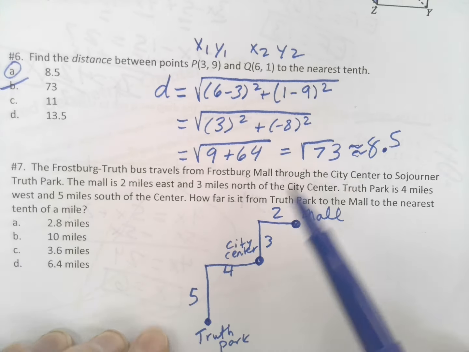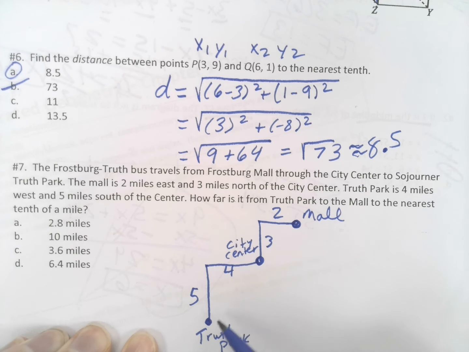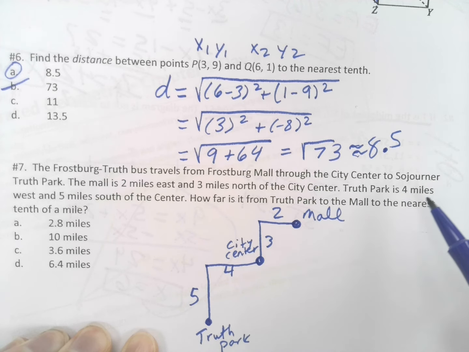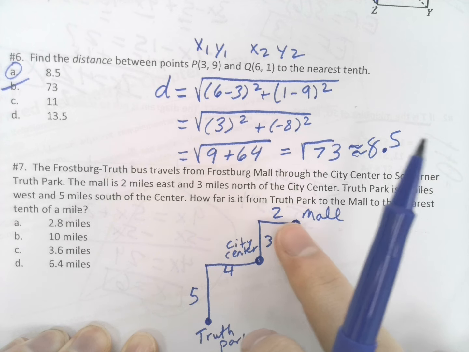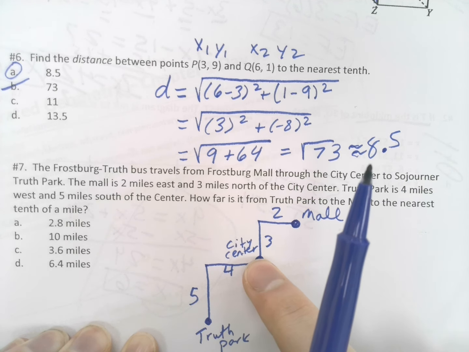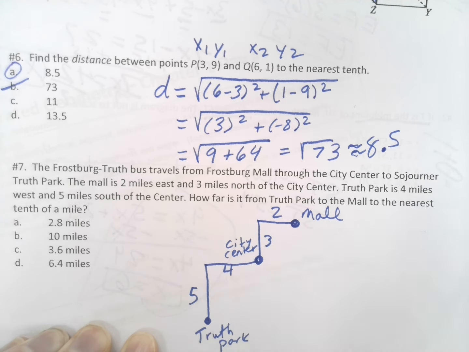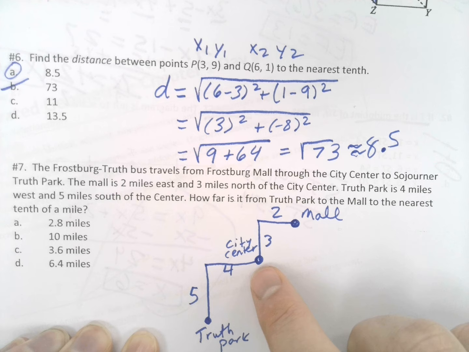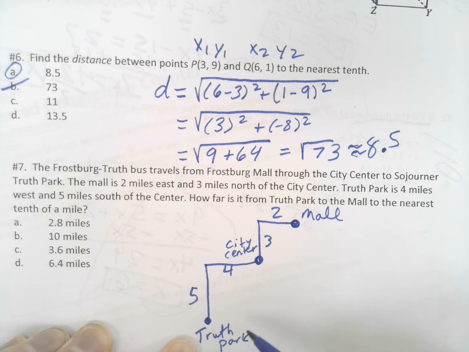Okay, so we are told that we have a bus that's traveling straight from the mall to Truth Park. Now we know that the mall is 2 miles east and 3 miles north of the city center. So if you go 2 miles east, 3 miles north, you get from the city center up to the mall. We're also told that the park is 4 miles west and 5 miles south of this center.